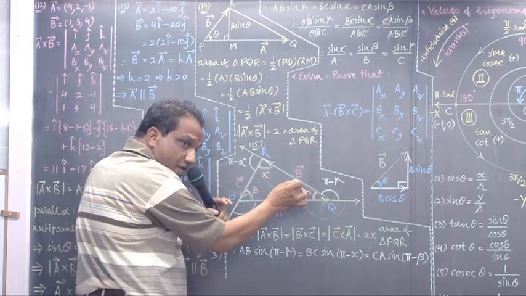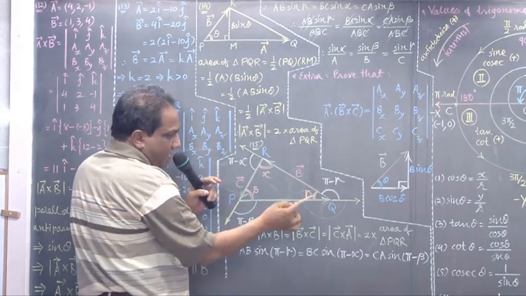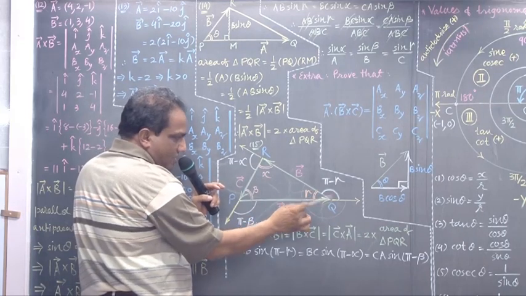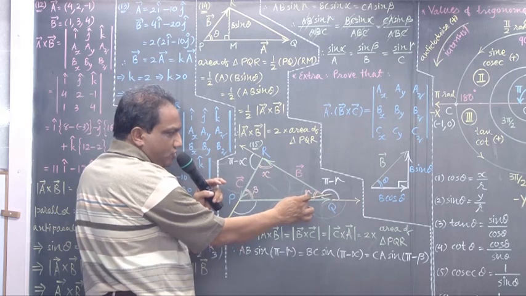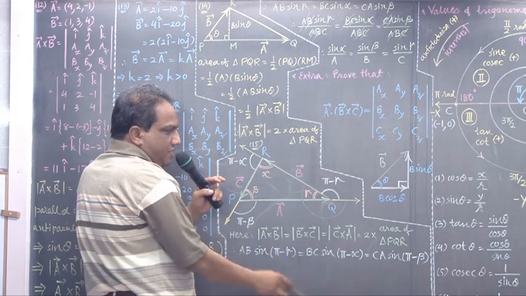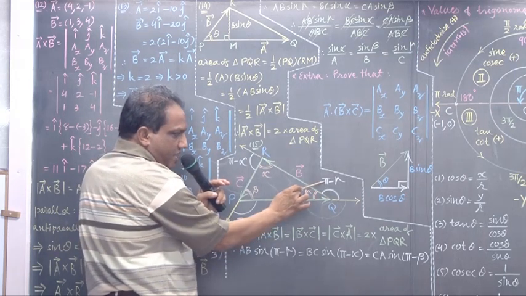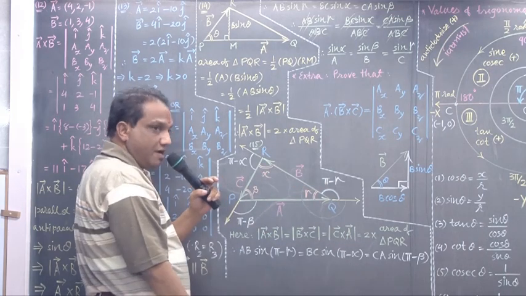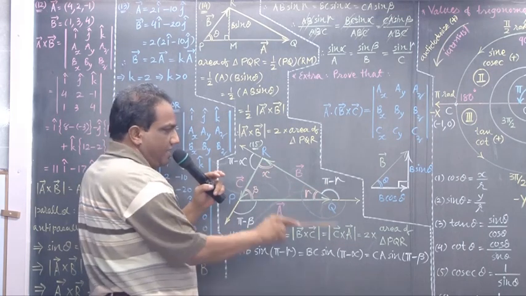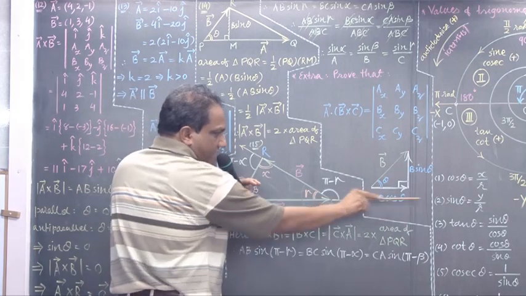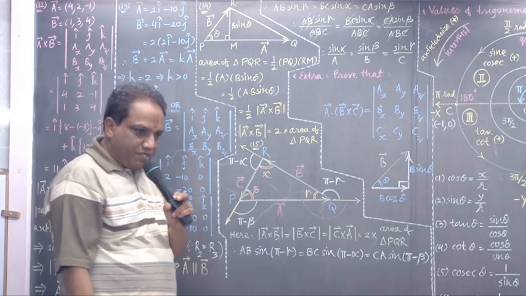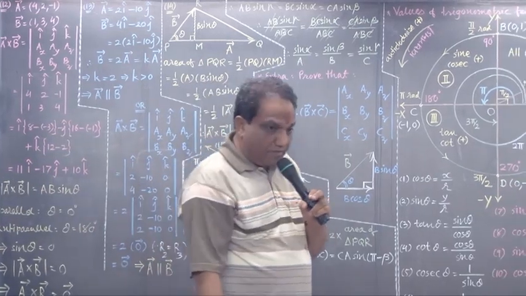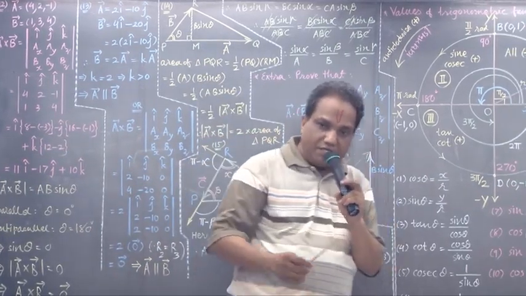Now if this is gamma, then is this not supplementary to this? The addition of these two has to be pi radian. So what is the remaining angle, everybody? Pi minus gamma. That is the angle between the directions of vector A and vector B. Got it? 180 degrees is nothing but pi radian.